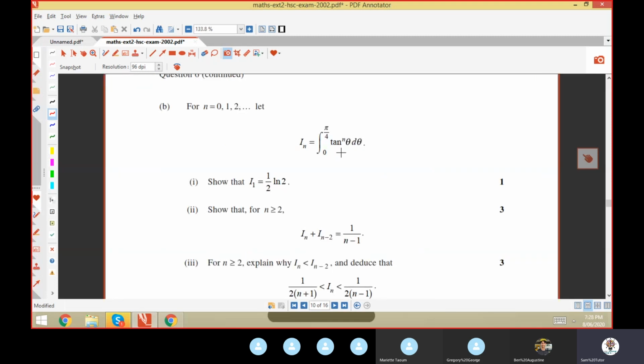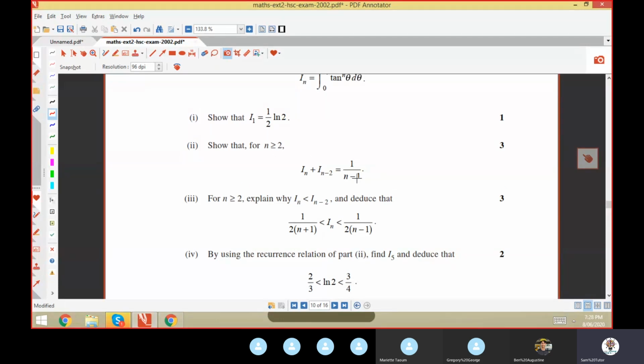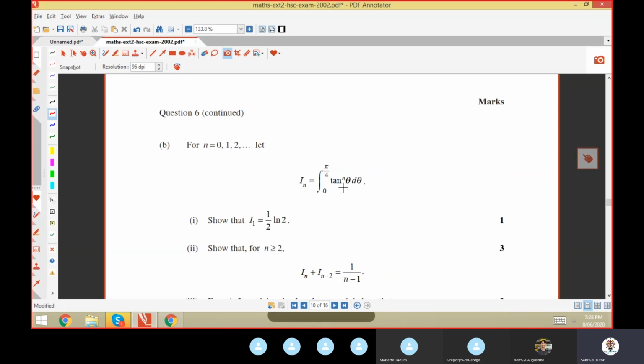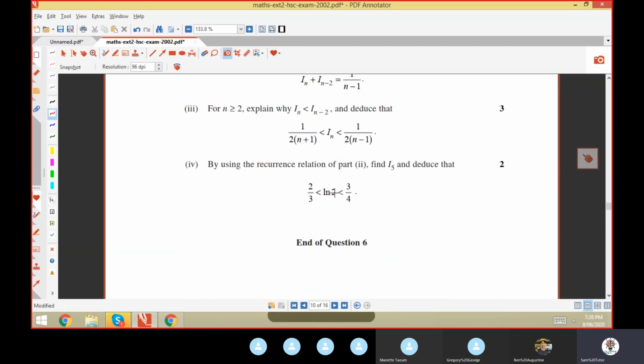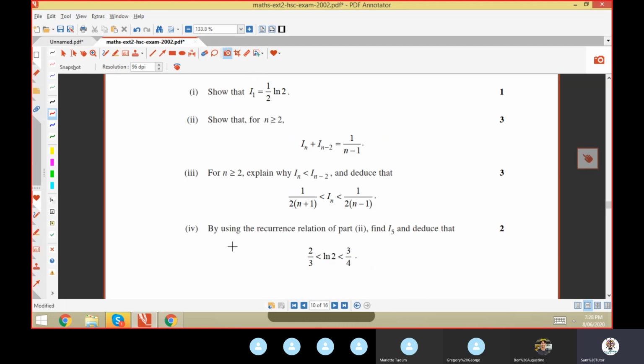A reduction formula. Easy 1 mark, easy 3 marks. Deduce that. That would have been a little bit hard for you guys because you have to know the limits. Fair enough. Isn't the recurrence relation part for I and find I5? See? Look. Imagine you couldn't get parts one and two. By using the recurrence relation of part two, here it is, find I5.